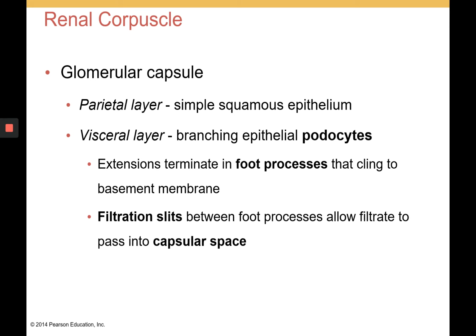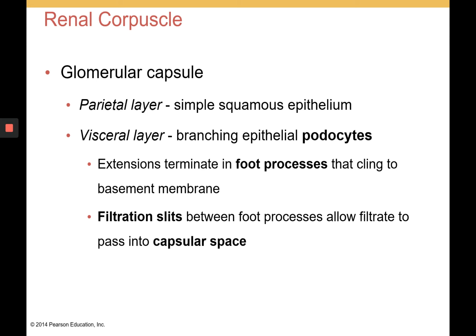We said it had 2 layers. The layer that touches the glomerulus is the visceral layer. The layer that doesn't touch the glomerulus is the parietal layer. That parietal layer is made up of pretty much simple squamous epithelium, really thin cells. But the visceral layer has special cells. These cells have branching epithelial podocytes. Podo is a prefix that means feet, so these are kind of like feet cells. They have branching extensions that look like feet, and they touch the fused basement membrane between the endothelium of the capillary bed and these cells. So the visceral layer is made up of branching epithelial podocytes or foot cells. Not really foot cells, but it helps to remember them.